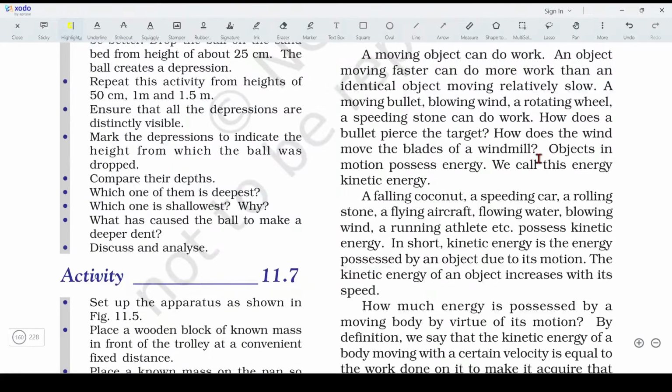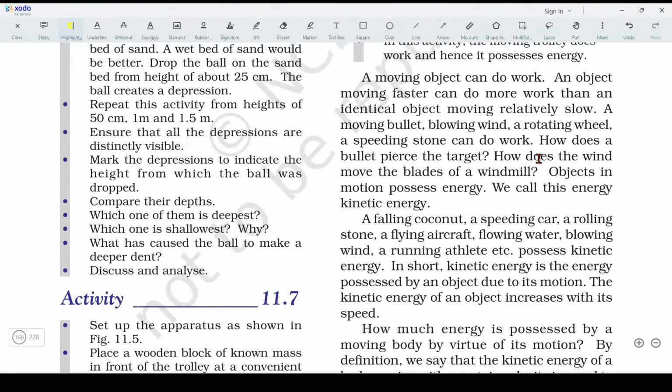Kinetic energy is the energy possessed by a moving object. Objects in motion possess some energy. What is that energy called? Kinetic energy. So what does that mean?